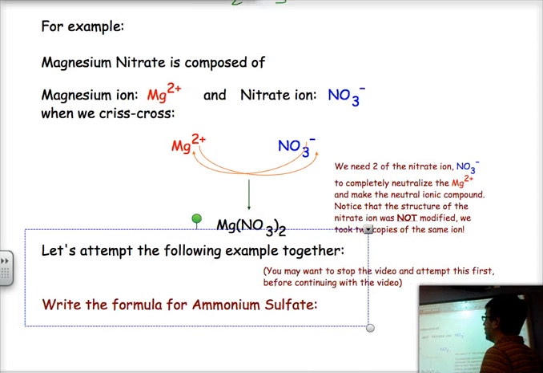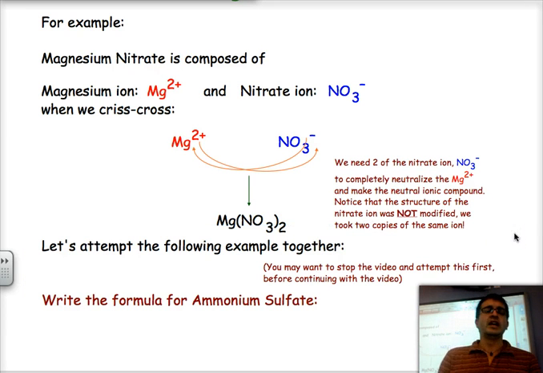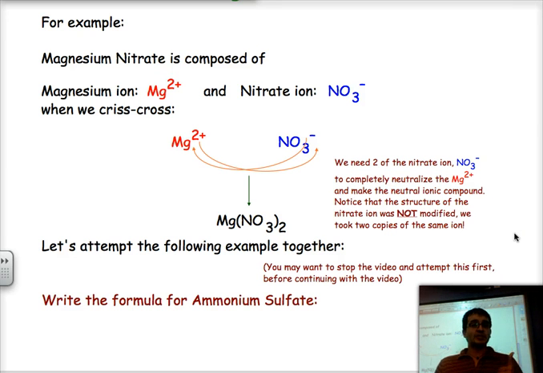If we take the name magnesium nitrate, we can identify that there are two ions. There's the magnesium ion, which is Mg2+, and the nitrate ion, which is NO3 with one negative charge.